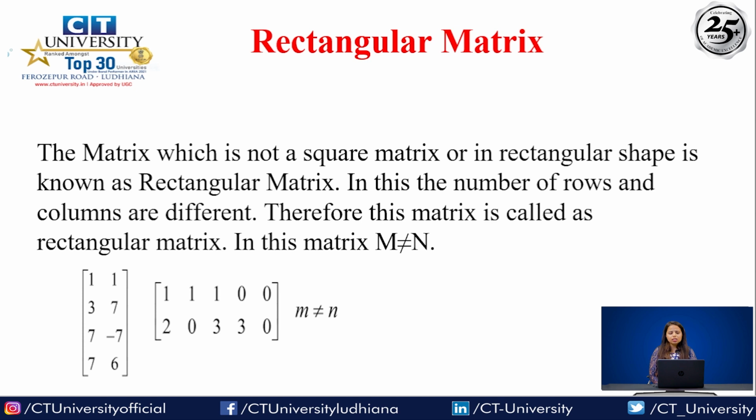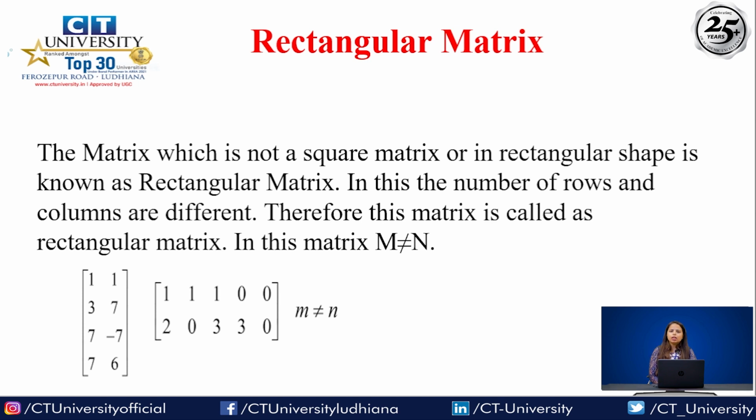And you can take any example. According to this, there are two examples for you. In the first example, there are 4 rows and 2 columns. It means that your matrix will be of type 4 cross 2, and in the second one there are 2 rows and 5 columns. So this is a rectangular matrix because in both examples m is not equal to n. So this is the example for a rectangular matrix.